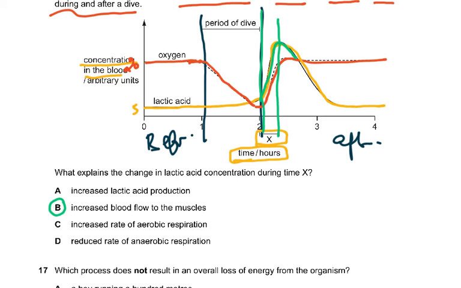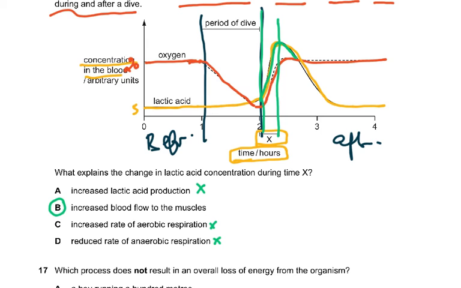What explains the changes in lactic acid concentration during time x? Increased lactic acid production. Why is that wrong? Because they've stopped diving. The dive is finished. Increased rate of aerobic respiration can't remove the lactic acid. Reduced rate of anaerobic respiration? Anaerobic has stopped. The dive is finished.